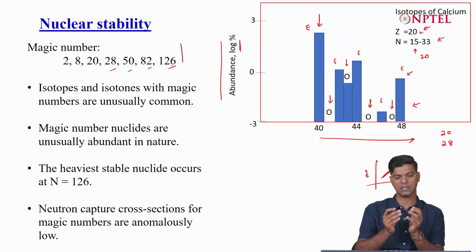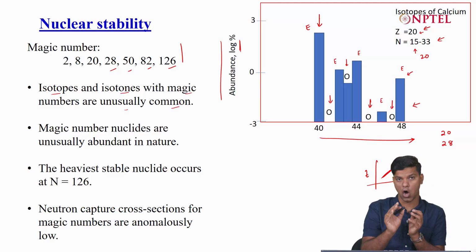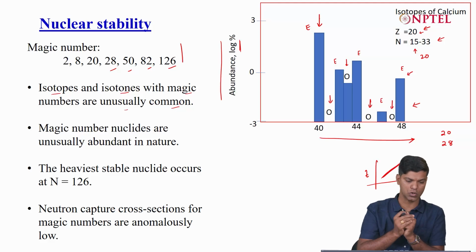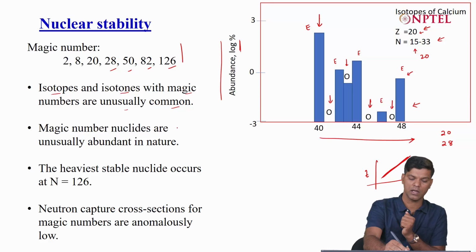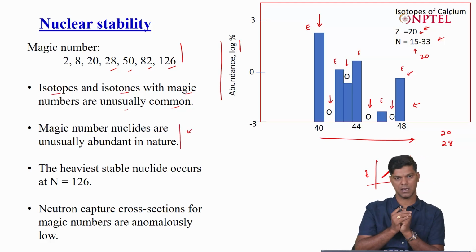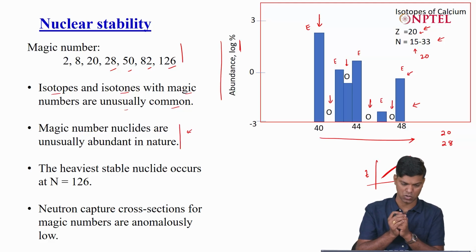If a nucleus has these numbers of neutrons, then it is found to be very stable. So, the isotopes and isotones with magic numbers are unusually common. You find a lot of isotopes with these magic numbers, which are very common in natural settings. The nuclides are also abundant in nature, and their concentrations in the natural system are higher. They are very stable, and hence they have higher concentrations.